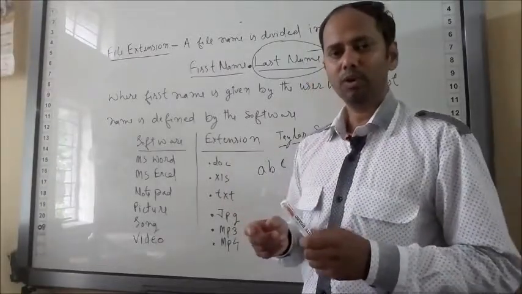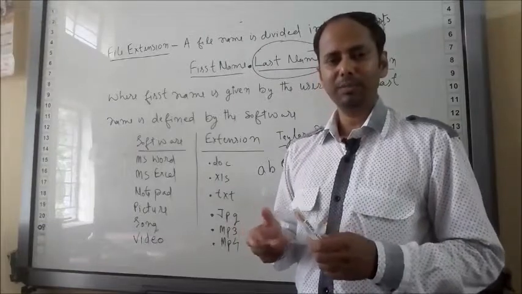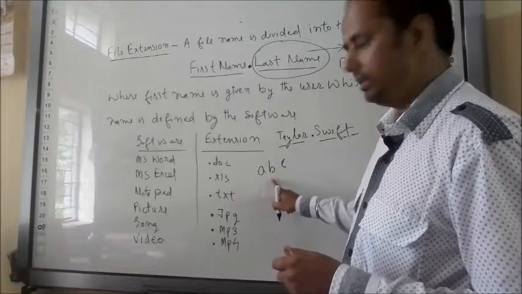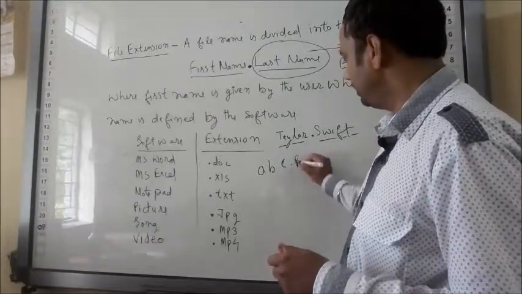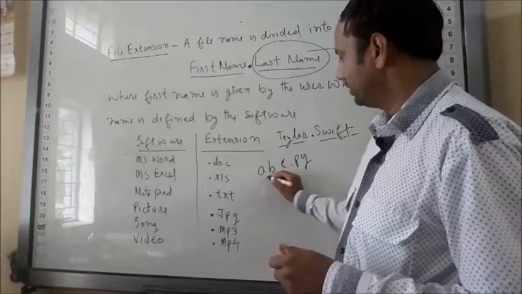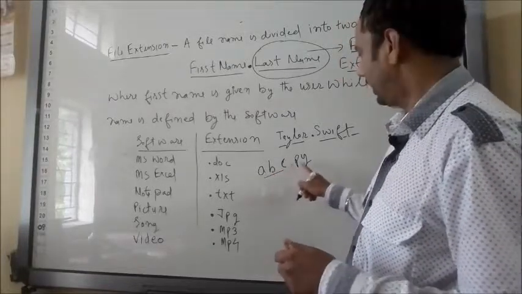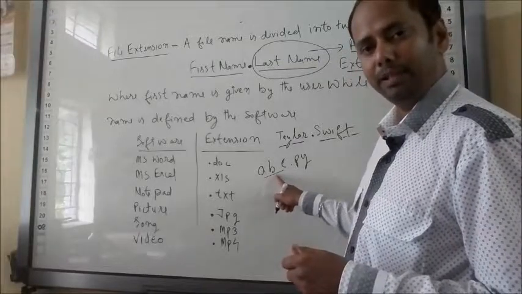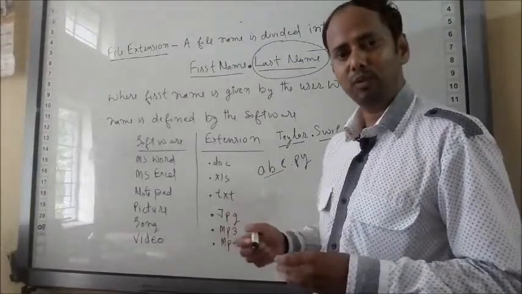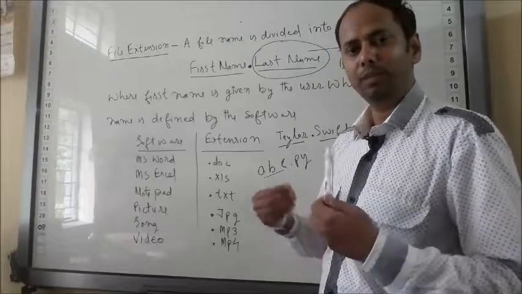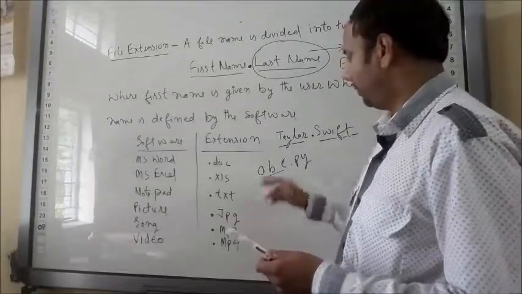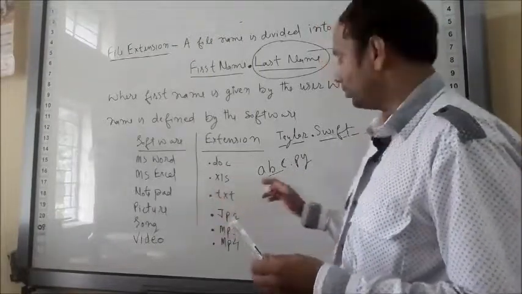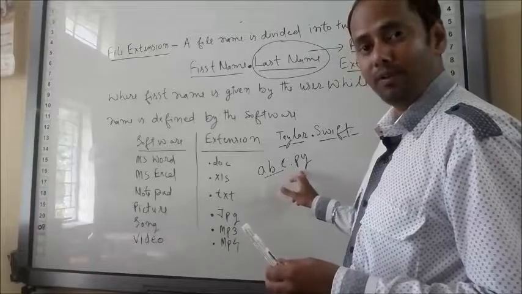Imagine you want to give a file name to your Python program. You will write it like abc.py. Here, this is called your first name and this is your last name. The first name is defined by the user. The user has full right to give whatever name he wants, but the last name is given by the software; it tells about the type of the file.